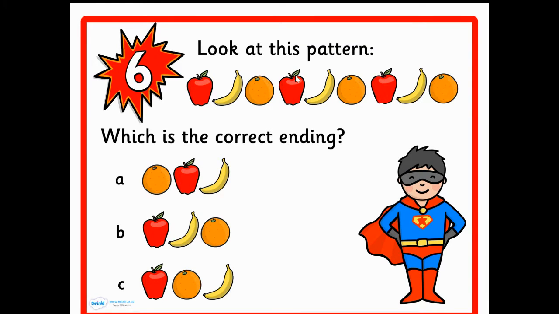Well, it's an apple. Then a banana. And then another orange. So after an orange, we're going to have an apple, a banana, and another orange. So the correct answer would be B. Well done if you got that one correct.